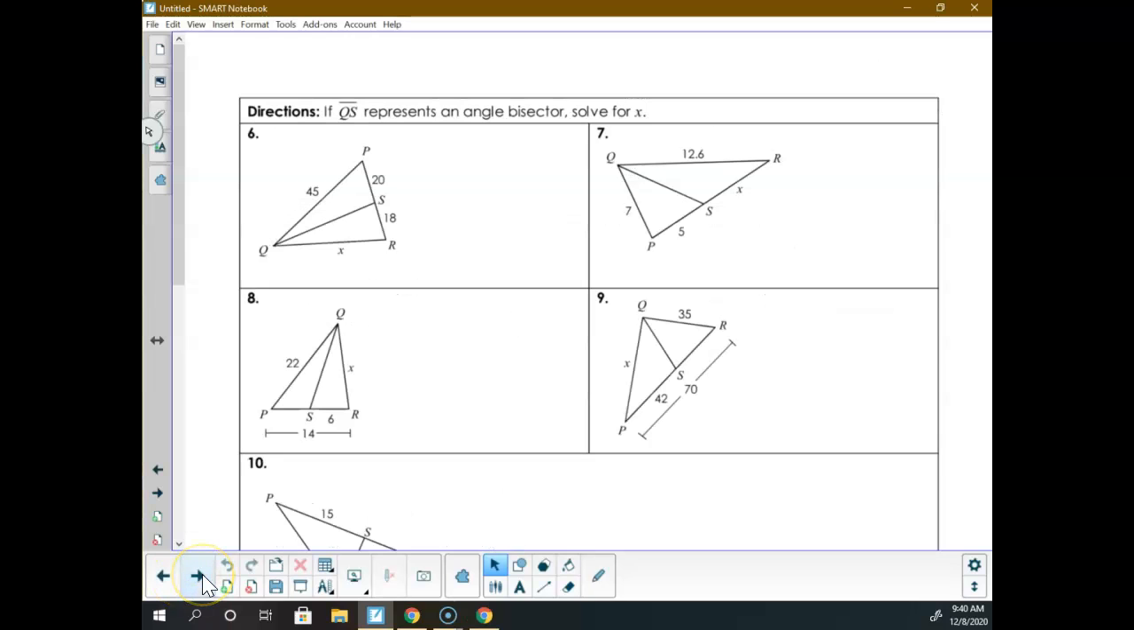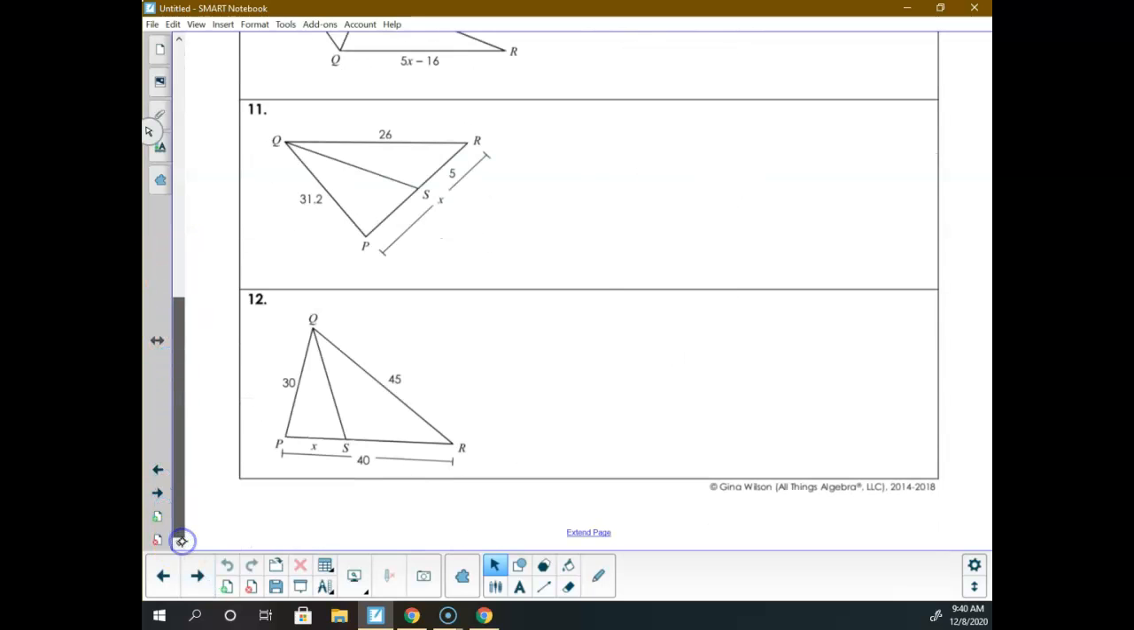All right, so for number 12, if we scroll all the way down to the bottom. All right, when we go to set this up, I've got this X down here, but I know this entire length here is 40, correct? So I need to figure out what's this little chunk from S to R.